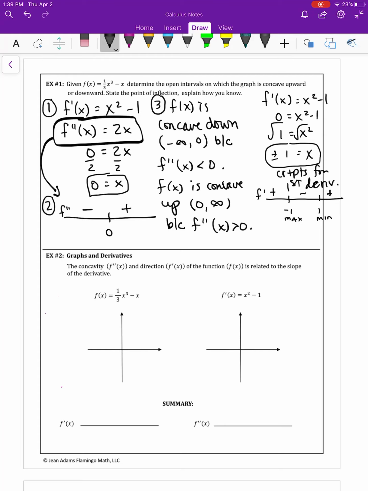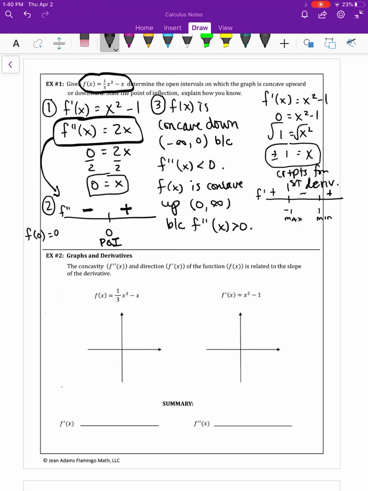Then it says state the point of inflection and explain how you know. Well, by definition, if your second derivative changes signs, that means it goes from negative to positive or positive to negative, then that critical point is considered a point of inflection. So since this second derivative goes from negative to positive, we know that we have a point of inflection where x is 0. So to find out what your f of 0 is, so we can actually make it a point, we're going to go back to our original function up here, and we're going to put 0 in for x, and we see that we get 0.